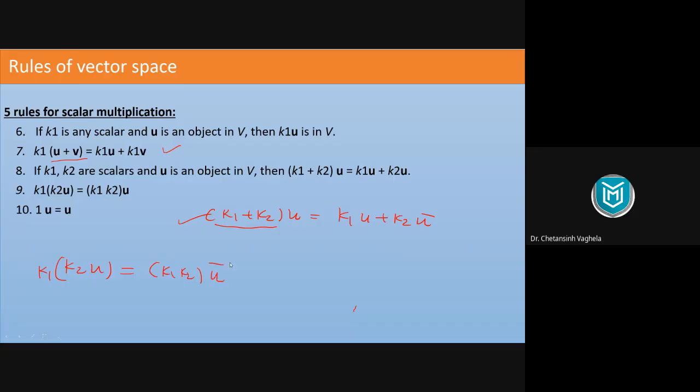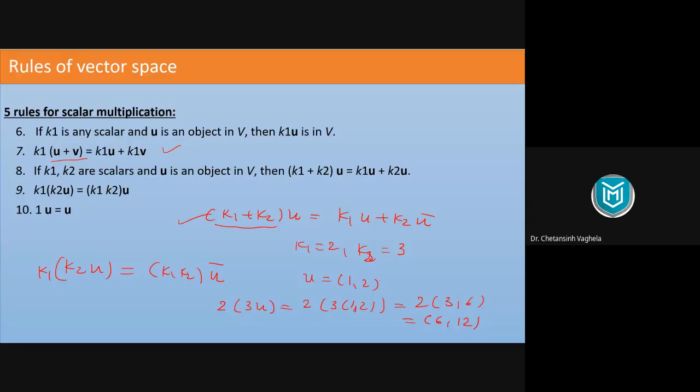How will this actually apply? Let's say if your k1 is 2, k2 is 3, and your vector u is actually 1 comma 2. So it is 2 times 3 times u. So 2 times 3 times u is 1 comma 2. So first I need to multiply with 3. So it is 3 comma 6, and then I need to multiply with 2. So 3 2s are 6 and 6 2s are 12. So what is my answer? My answer is 6 comma 12 here.